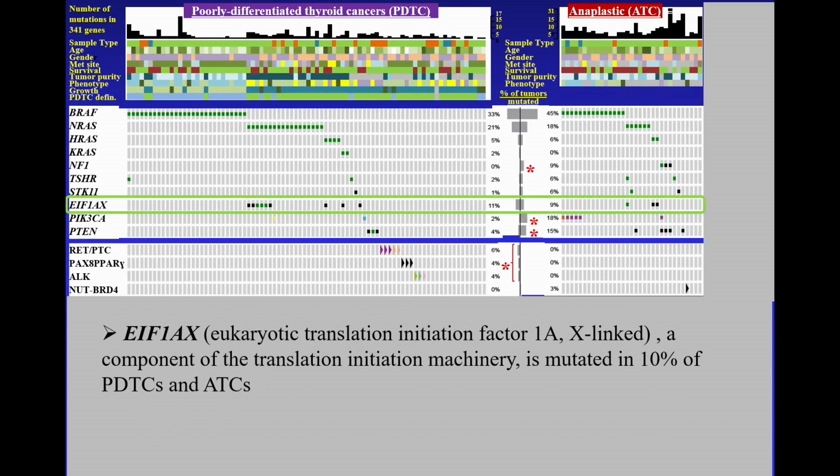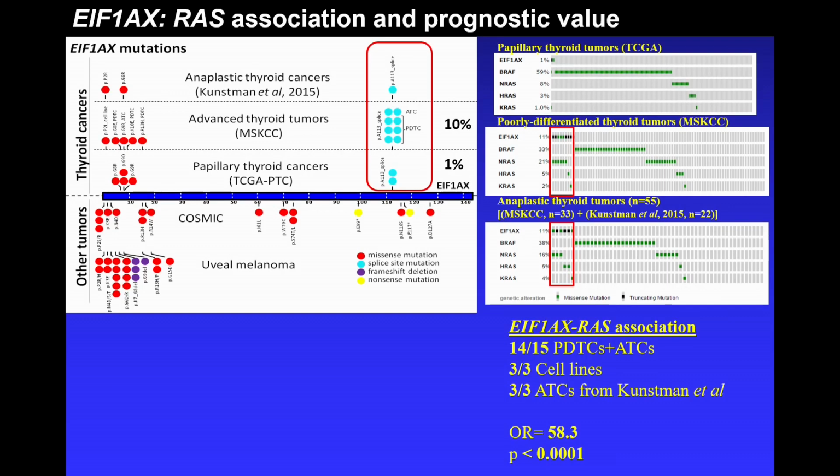Now, there is a gene that was found in thyroid cancer, the EIF1AX, which has to do with the translation initiation machinery. And this gene is mutated in 10% of papillary and anaplastic carcinoma. And actually, in anaplastic thyroid carcinoma.